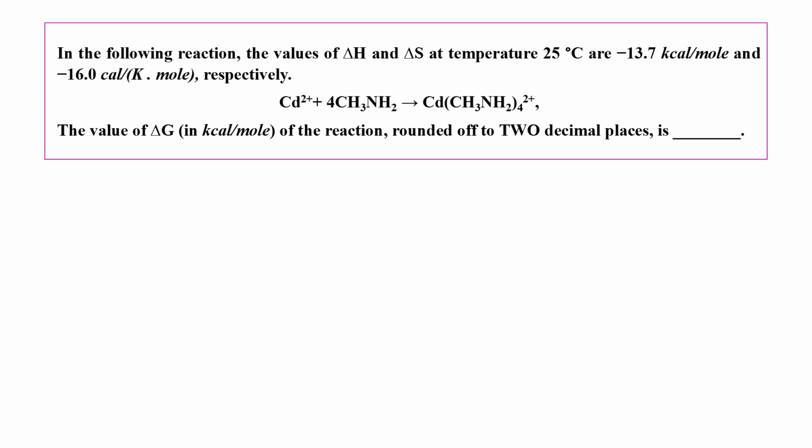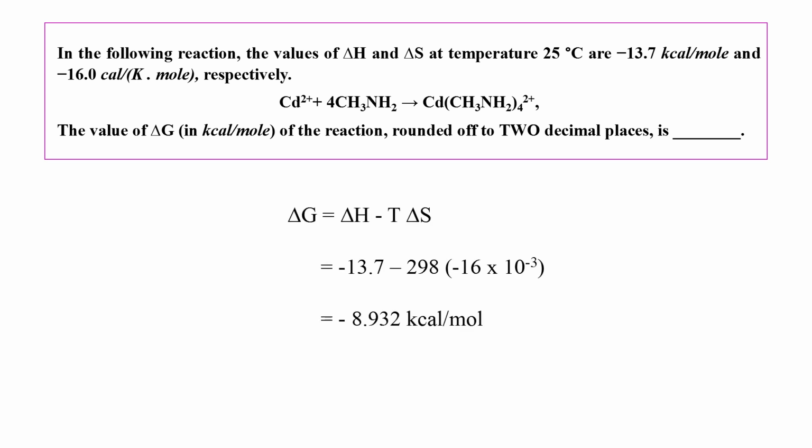In the following reaction, the values of delta H and delta S at temperature 25 degrees Celsius are minus 30.7 kcal per mole and minus 16 cal per Kelvin per mole respectively. The value of delta G in kilocal per mole of the reaction rounded off to 2 decimal places is.